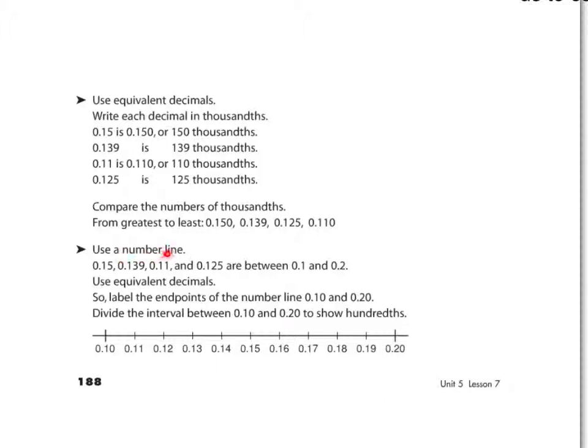Another way you could do that is to use a number line. Starting with 110, moving all the way up to 120, and the intervals in between. Again, 150 here at the 0 on the end. 139 would be right around between these two here. 111 would be right there, and 125 would be right between these two here. So again, we can order them, this being the largest, and move our way back down. So that would be a number line that you could use.